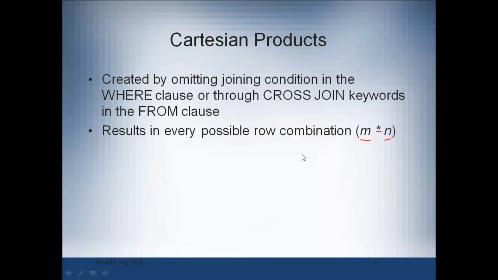Cartesian products are typically created unintentionally by simply omitting the join condition in the where clause. It's typically not something you want to do, but you can create a Cartesian product by omitting the join condition in the where clause. If you wanted to intentionally create a Cartesian product, remember I said you might want to for testing purposes, you can create one through the cross join keywords in the from clause.